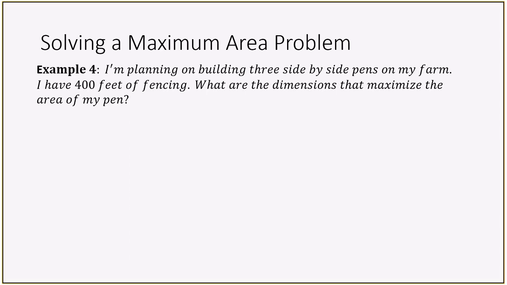And so it seems like we don't know how to do this problem. The question seems unrelated to quadratics. It says, I'm planning on building 3 sides of 3 side-by-side pens in a farm. I have 400 feet of fencing. What are the dimensions that maximize the area of my pen? So like I said, feels unrelated, but regardless, with any type of difficult word problem that you may see, your first step is to draw some sort of picture.